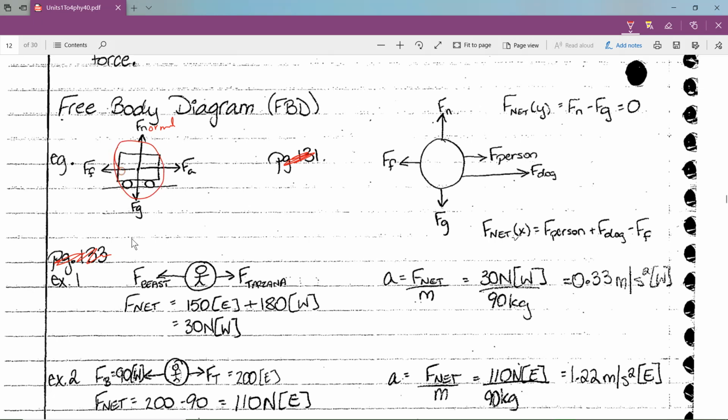The system is what I'm circling here, and so you have forces acting on the system, but never have an arrow pointed in towards the system. That's not correct. Have arrows going out from the system. And drawing free body diagrams really helps you to organize what's going on. So it's a good skill to have. And let's look at another example here.